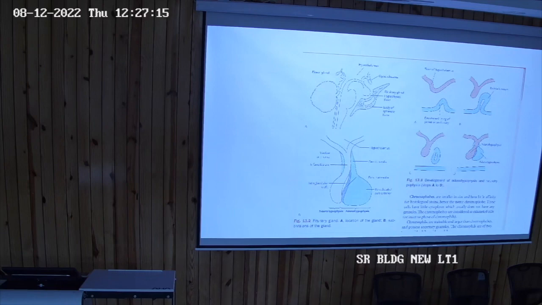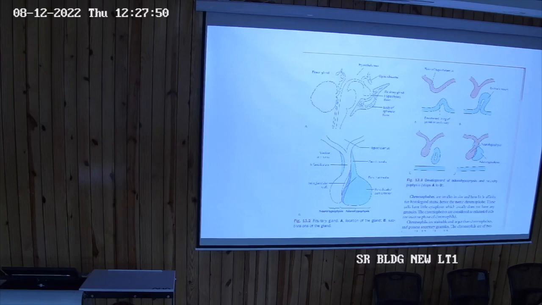This diagram is showing the development of the pituitary gland. This is the part coming from the hypothalamus, the downgrowth, and this is the part which is the outgrowth from the ectoderm of the stomodeum going up, and this is called Rathke's pouch. So this is Rathke's pouch, and this is the outgrowth coming from the hypothalamus. Both are combined together. Look at this diagram.